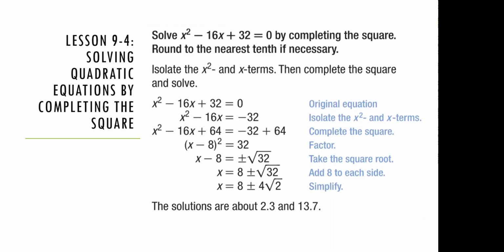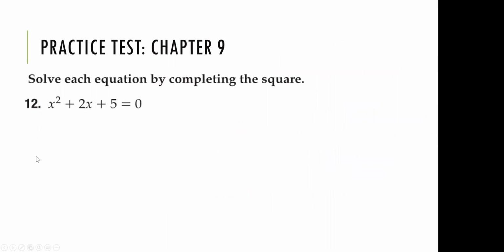All right, so then you have to be able to solve quadratic equations by completing the square, okay? So here we have number 12. It says to solve each equation by completing the square. All right, so first thing, I'm going to get my x squared and my 2x by themselves. So I'm going to move this over here. So I've got x squared plus 2x equals -5.